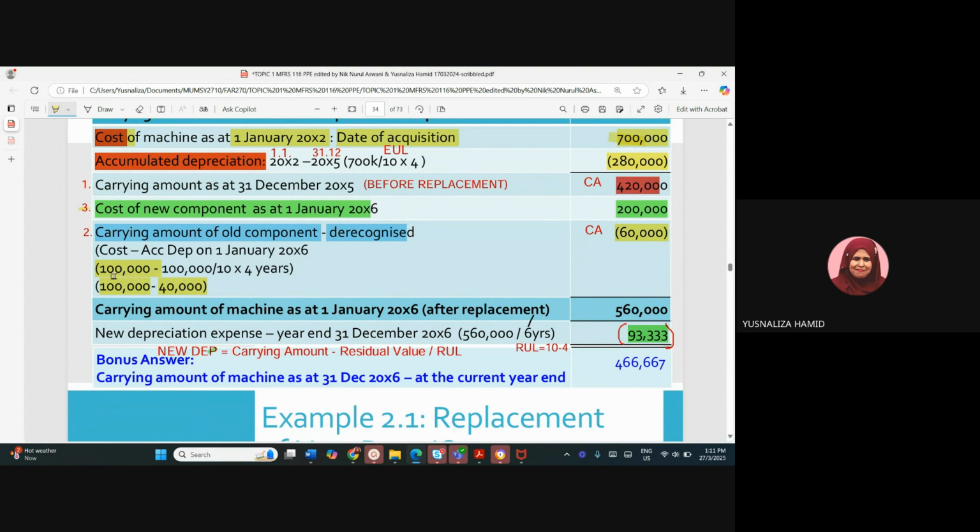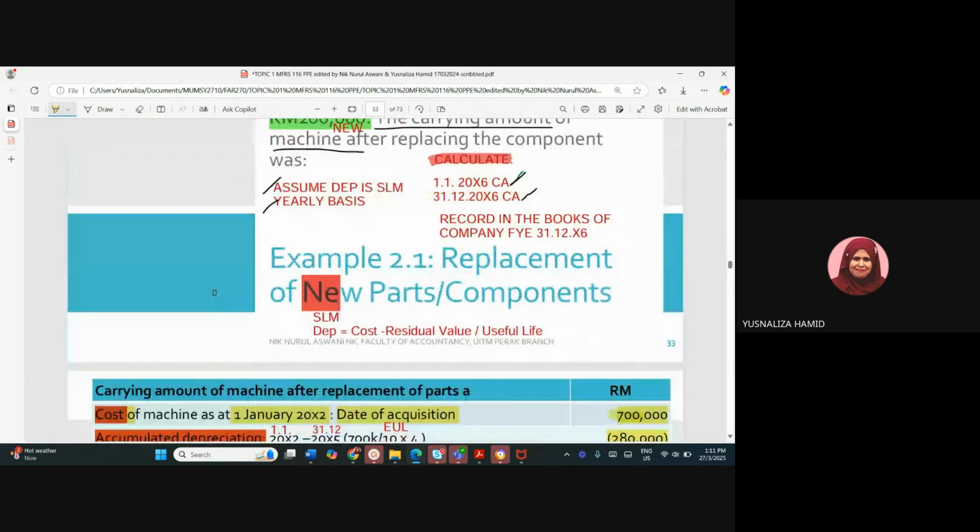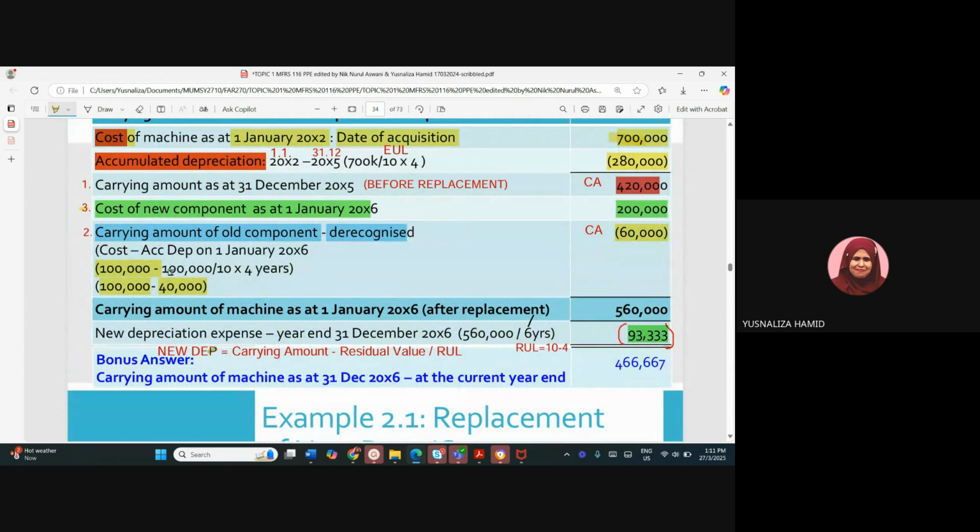That old component of 100,000, as I illustrate here, must also be removed together with the accumulated depreciation. So your next duty is to take into consideration the accumulated depreciation as at the date of replacement. You need to find out the 4 years' depreciation relating to that component that is going to be replaced, which is the old component. So take 100,000 again. If there is any residual value, deduct the residual value, divide by the number of useful life, multiplied by the number of years from the date of acquisition until the date of replacement.